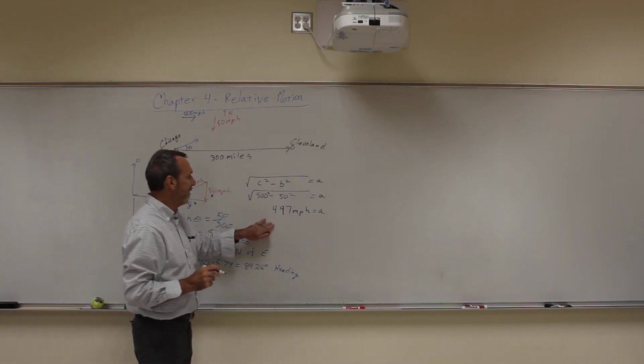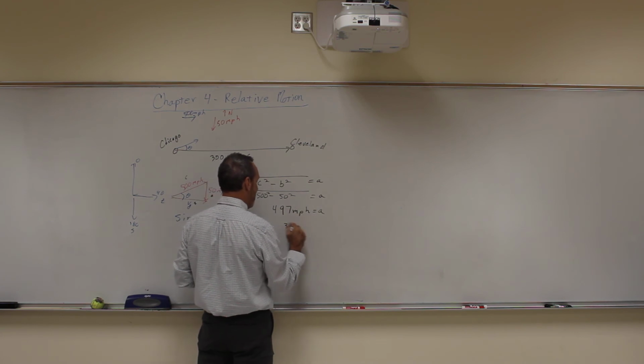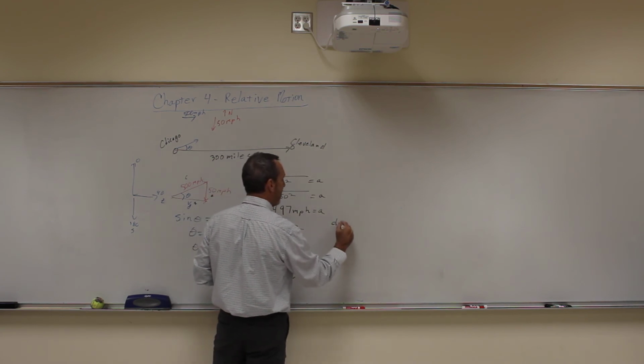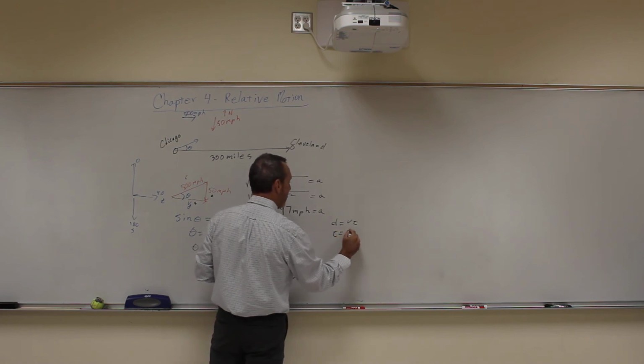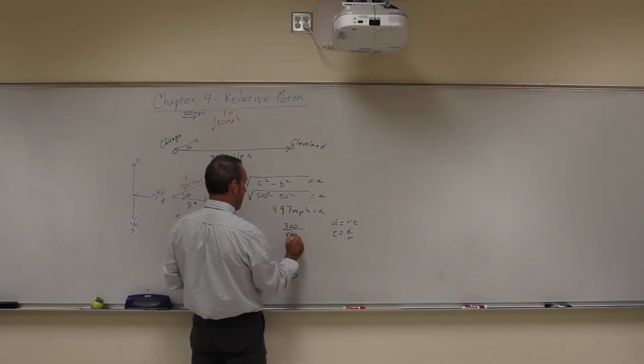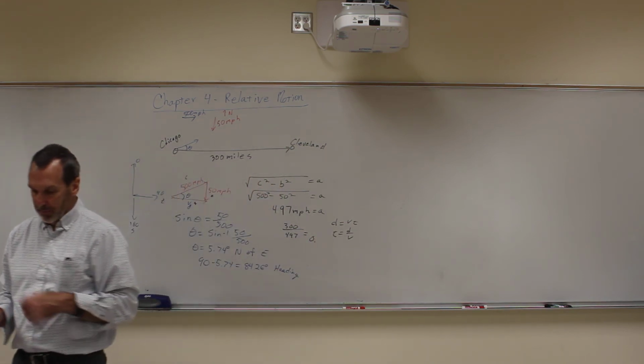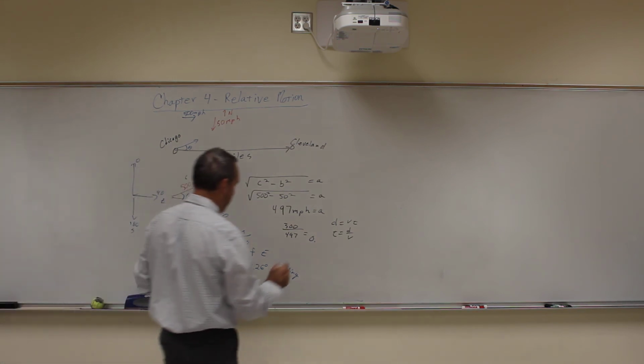And then to calculate the time, remember that we're going at constant velocity. Distance is just velocity times time. So to figure out the time, it's just distance over velocity. In this case, 300 over 497. And you get that it takes 0.604 hours.